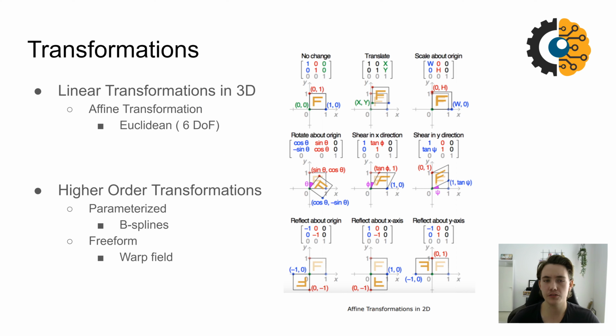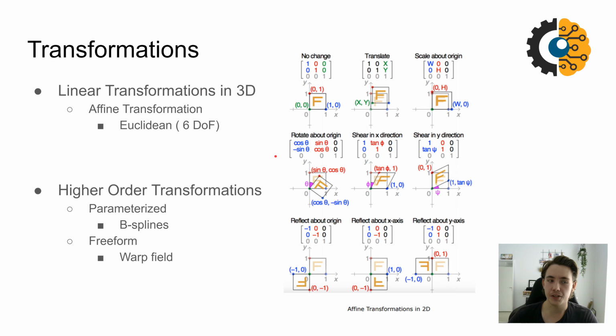So we have different kinds of transformations, and the ones we're going to focus on in this video are the linear transformations in three-dimensional space, where we have the affine transformation and the Euclidean transformation. In the Euclidean case we have 6 degrees of freedom, which means 3 degrees for translation and 3 degrees for rotation. So we can translate in each direction, on all three axes in three-dimensional space, X, Y, and Z.